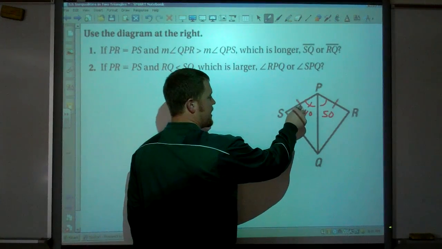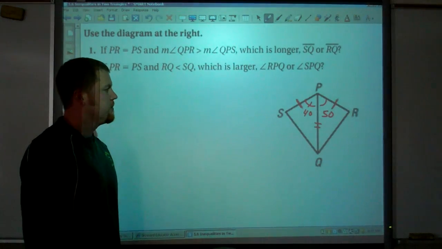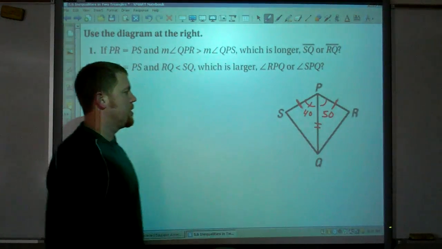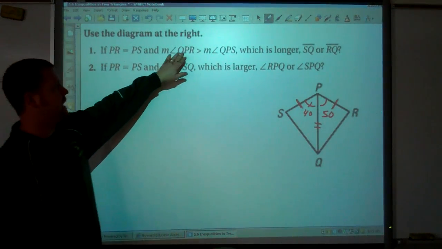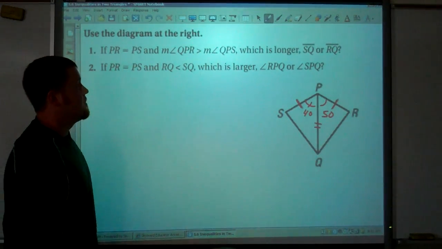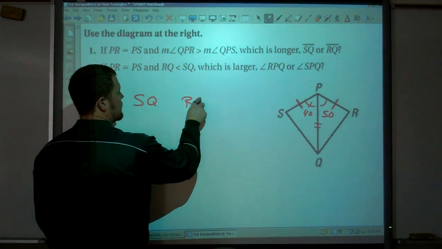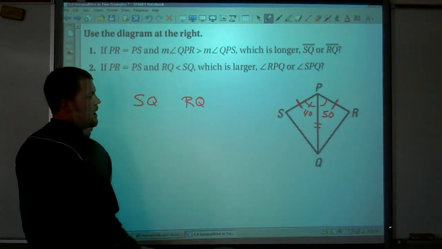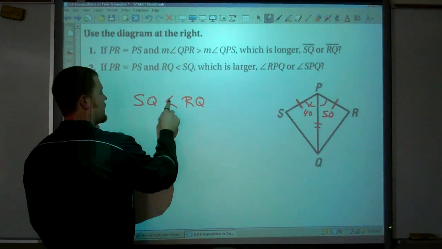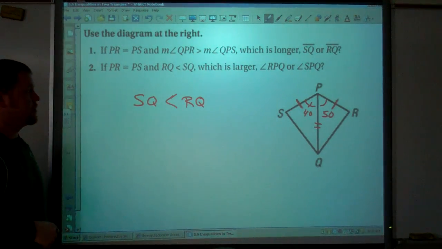And again, the triangles have these sides congruent, and they share those two sides. So we have two congruent sides in the two triangles. Now these angles, I'm just putting an arbitrary number in there, a random number. Those satisfy this relationship. Angle QPR is greater than angle QPS. What can we say about segment SQ and length RQ? This angle is larger than this angle, so this side is larger than this side. Length SQ is less than length RQ, or length RQ is greater than length SQ, whichever way you want to read it.